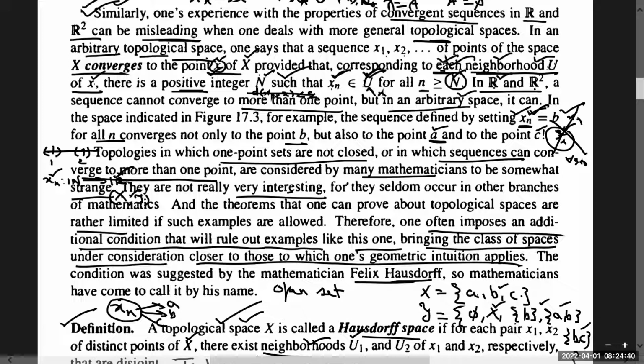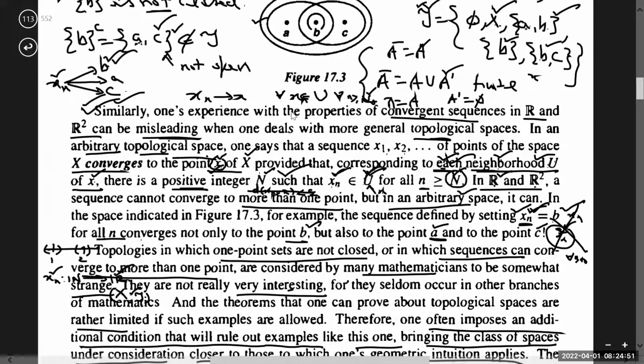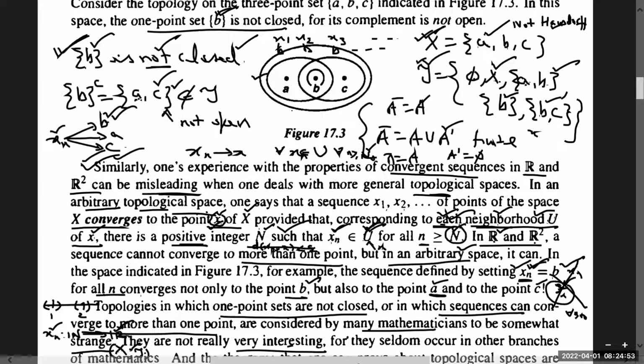Now here the claim is that this Xn equal to b for all n converges not only to the point b but also to the point a. Actually they are talking about this topology: let X equal to {a, b, c}, and let us take this topology.